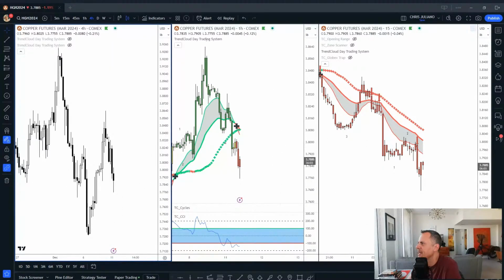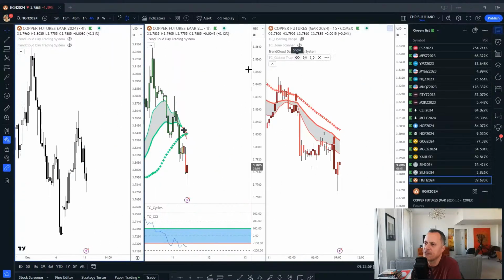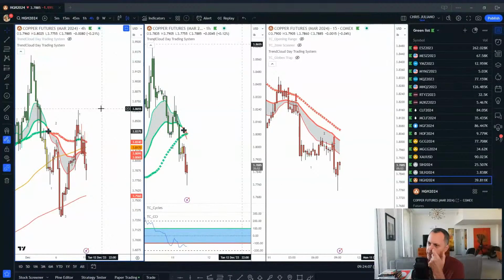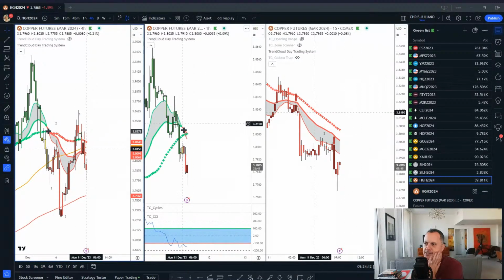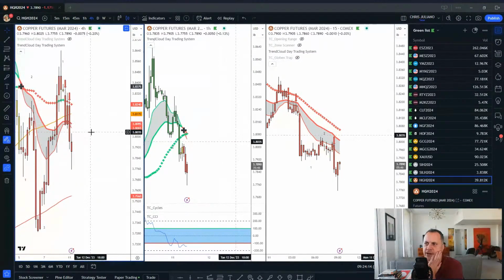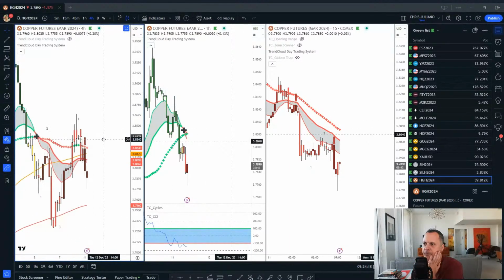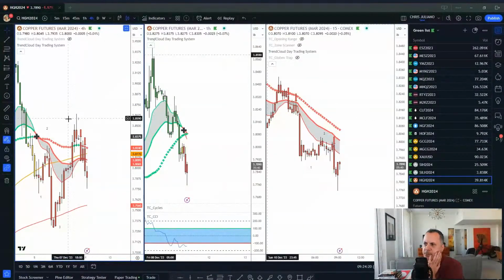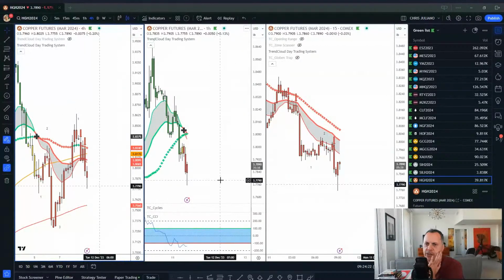So copper, not really liking it. If you don't like the looks, then just stop right there. I would not advance if you don't like what you see on the highest time frame. Just as a rule of thumb, because otherwise you'll end up just wasting time.